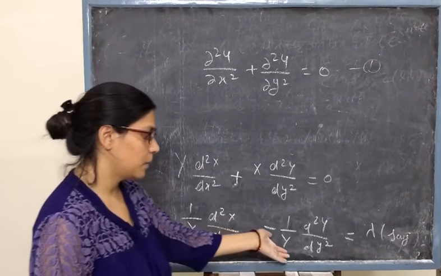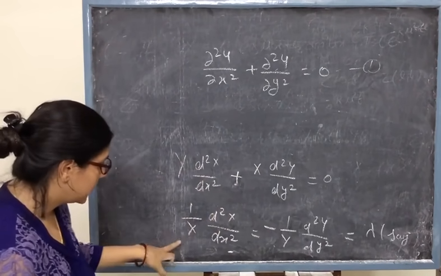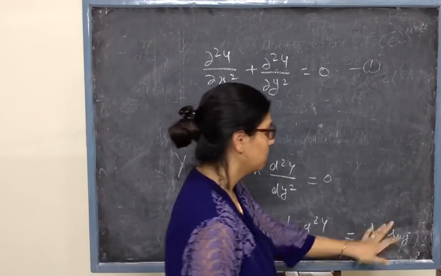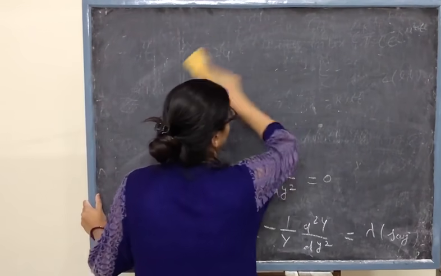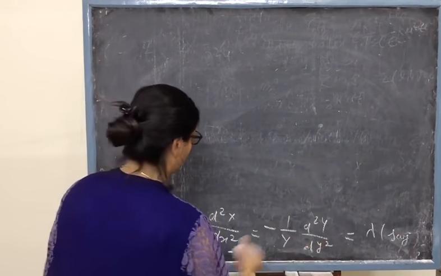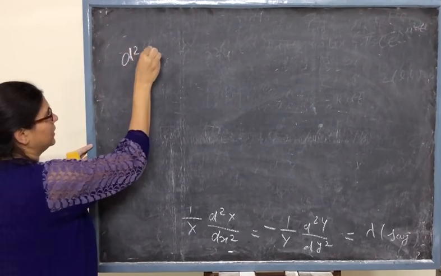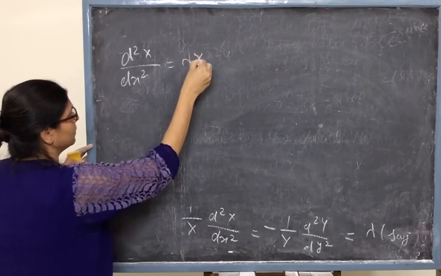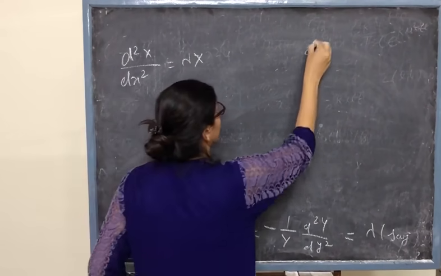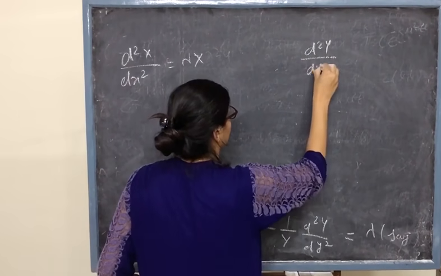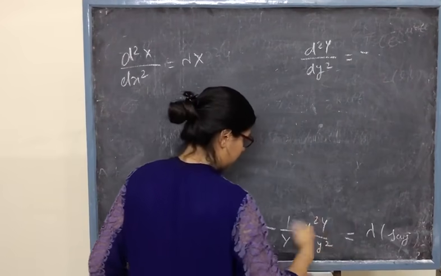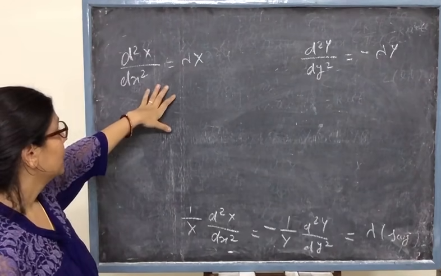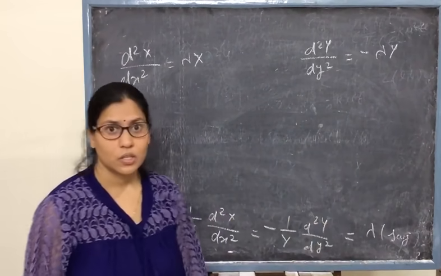It's what we do in the separation of variables method. Here we take 1/X d²X/dx² = -1/Y d²Y/dy² = some lambda. Now what do we do? We will get two equations: d²X/dx² = λX, and here we will get d²Y/dy² = -λY. Now these are two second order differential equations. We will solve them here.